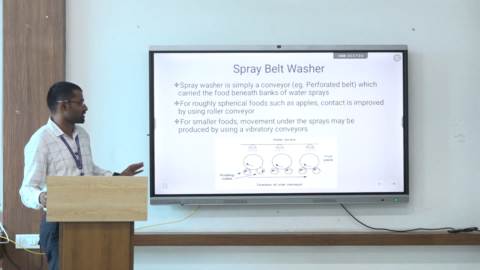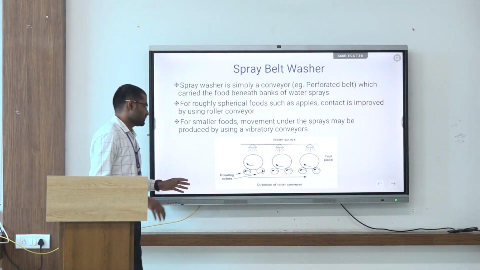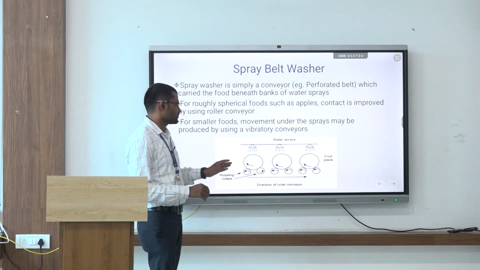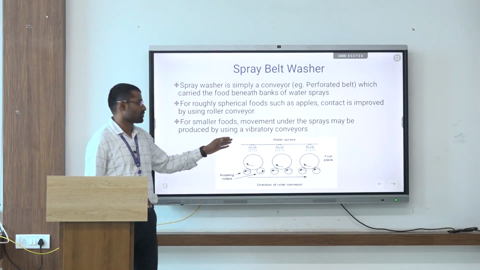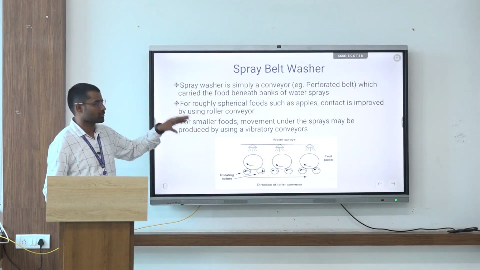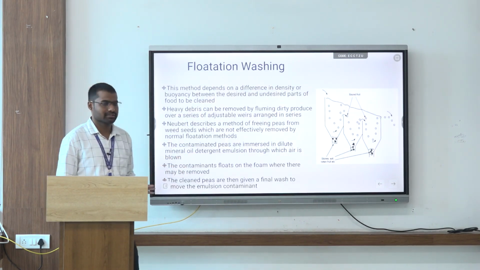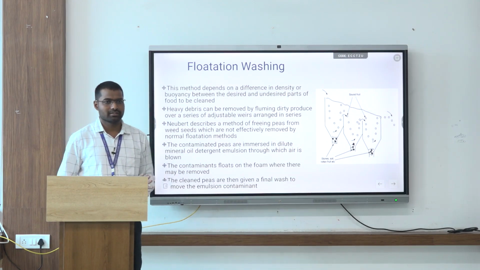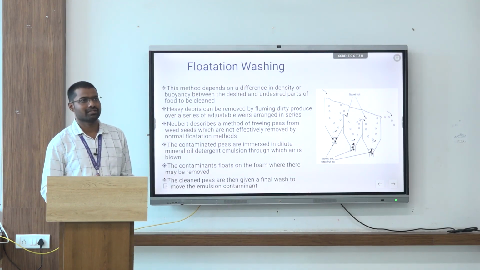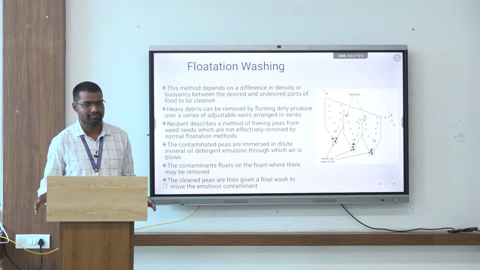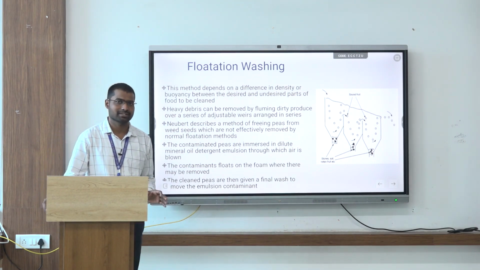Next one is the spray belt washer. Again it is a simple method where the raw material moves through a belt, and spray water sprays are fitted over the belts. Then flotation washing, again simple, used for raw materials where the size is very small and it is very difficult to clean the surface.